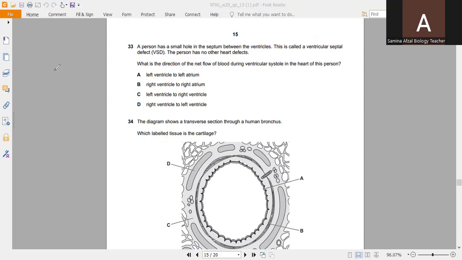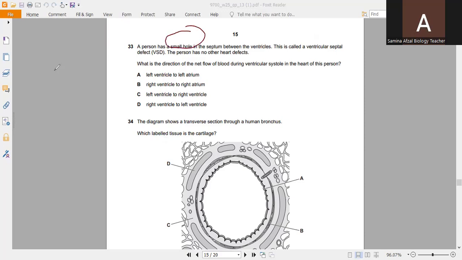So the flow direction: blood naturally flows along a pressure gradient from an area of higher pressure to an area of lower pressure. Because the pressure in the left ventricle is vastly higher than the pressure in the right ventricle during contraction, the blood will force its way through the defect from the left ventricle to the right ventricle.